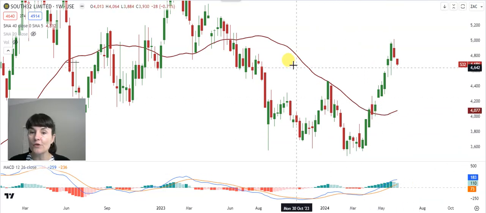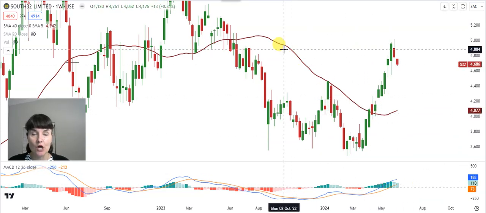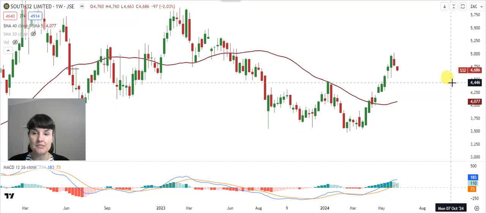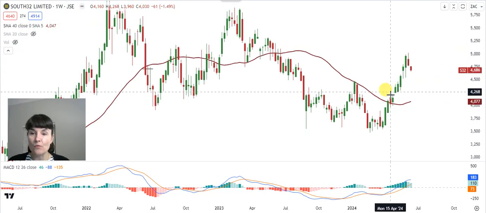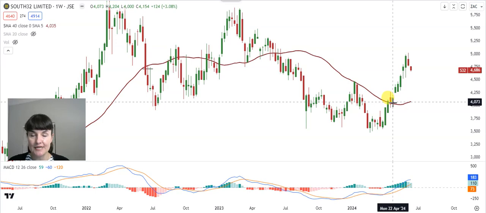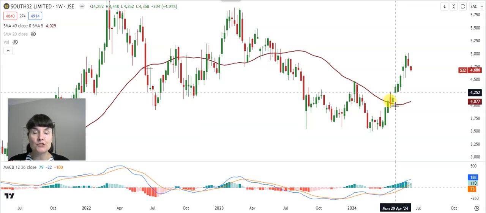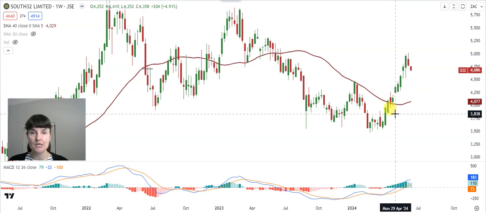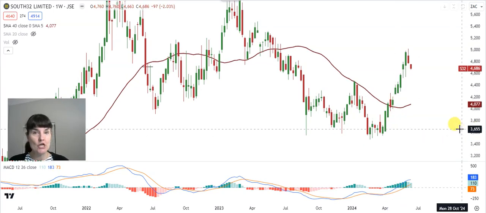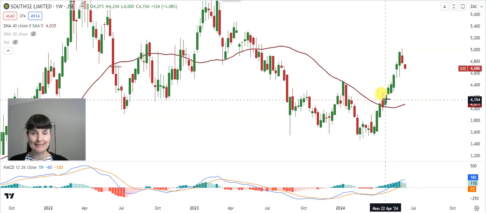We're still above the 40-week moving average, which tells us that the long-term sentiment towards South 32 is still positive. However, there is a window here, between the week of the 22nd of April and the 29th of April, and that window is between 42 Rand and 4 cents and 42 Rand and 52 cents, right? A window is a gap, especially on weekly graphs, where no trading has taken place, and it acts as a strong, in this case, support level that tells me that as long as that window remains open, the momentum to the top is in place.